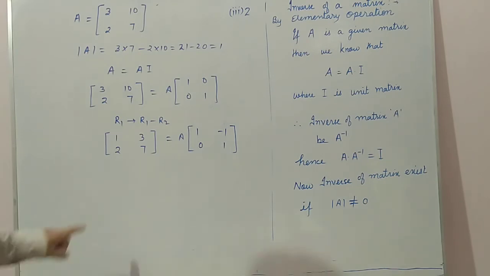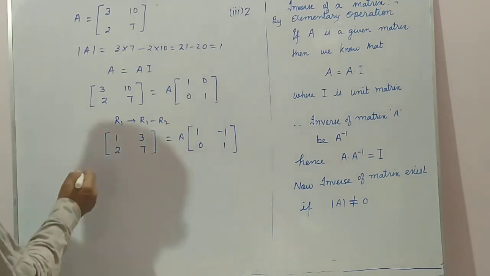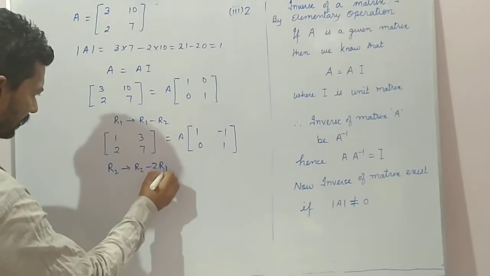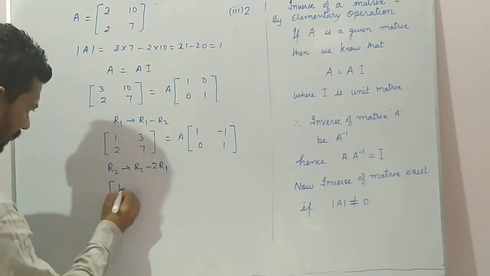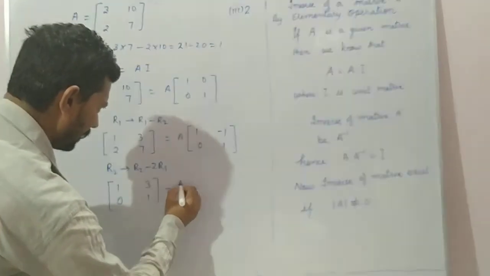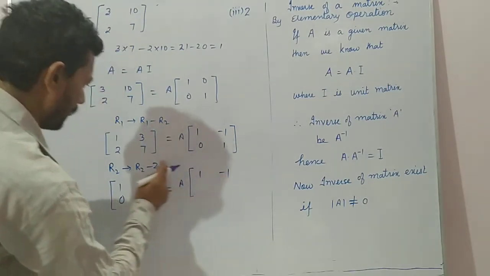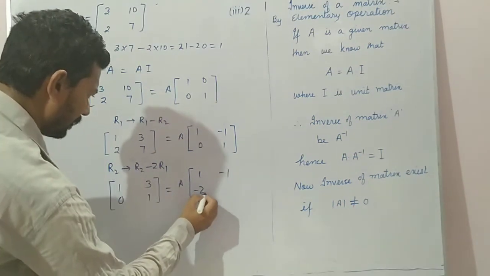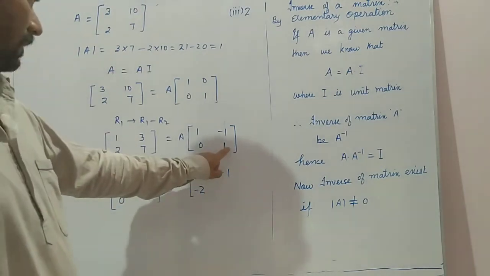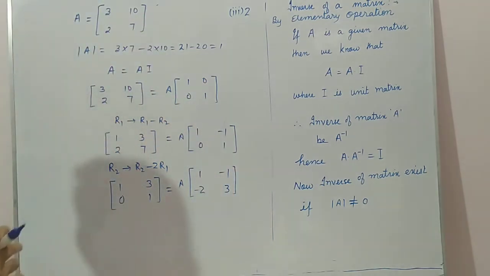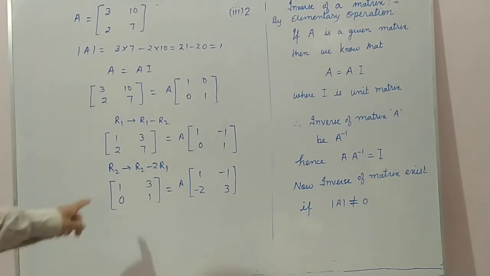After that, you see, you have to bring here 0. So we can write R2 changes to R2 minus 2R1. So 1, 3, this will be 0, this will be 1. A, 1 minus 1, R2, this is 0, minus 2 into 1, you are getting minus 2. And here, R2, that is 1, minus 1 plus 2, that is 3, you are getting. You can check it. Put the values, you can check it. So you are getting 1 minus 1 minus 2, 3, and this side 1, 3, 0, 1.